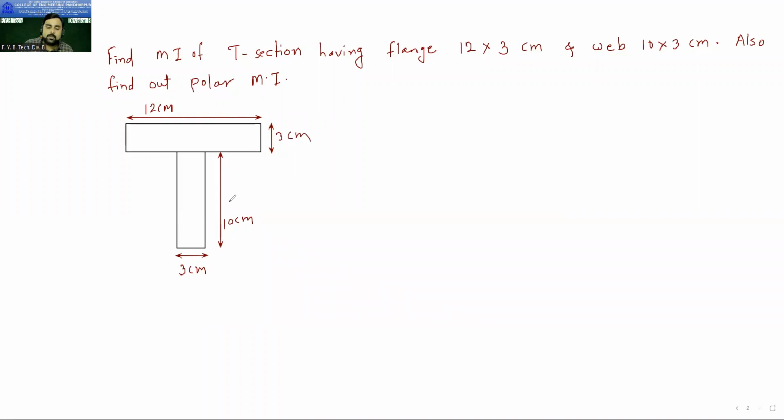Okay. So every time remember one thing. Whenever the numerical is there, to find the MI, first of all you need to calculate the centroid. Without calculation of the centroid, you cannot calculate the moment of inertia. So here we need to calculate the centroid first. To calculate the centroid, what is our first step? See the symmetry of the figure. About which axis is the figure symmetric? Y. Okay, so the figure is symmetric about the y-axis.